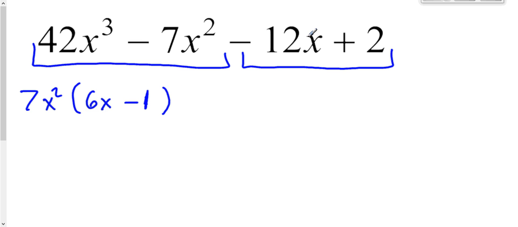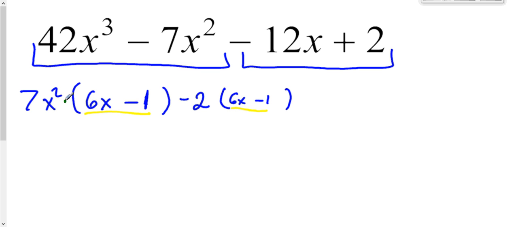The second group looks like I can take a 2 from everybody. But what we need to do is create 2 identical binomials. So right now, if I were to just take out a 2, I'd be left with negative 6x plus 1. Very similar, but not exact. So to help us counteract that, we're going to take out a negative 2. What that does is it makes it a 6x minus 1. Now they are the identical binomials.